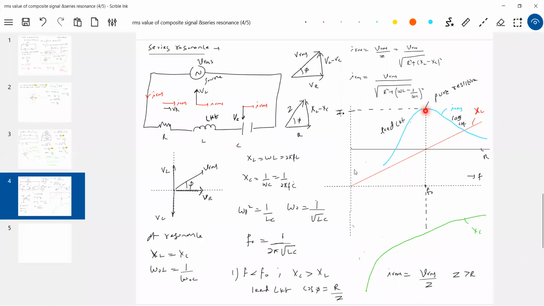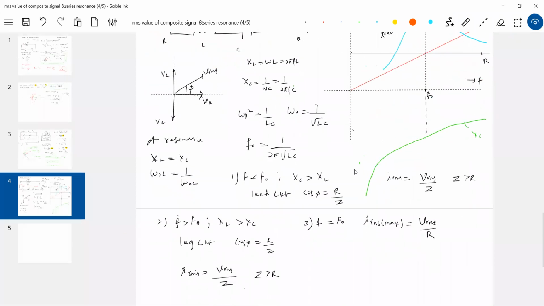Sir, how can you show that this graph will be like this only, increasing, becoming maximum, then decreasing? I have enough proof here. For f less than f naught, check it here. The impedance will be greater than R, because XC will be greater than XL. So therefore the impedance will be greater than R. For f greater than f naught, XL will be greater than XC. Then again the impedance will be greater than R.